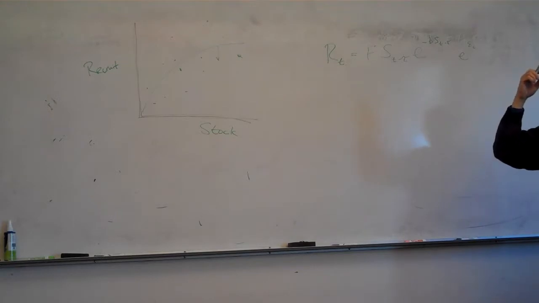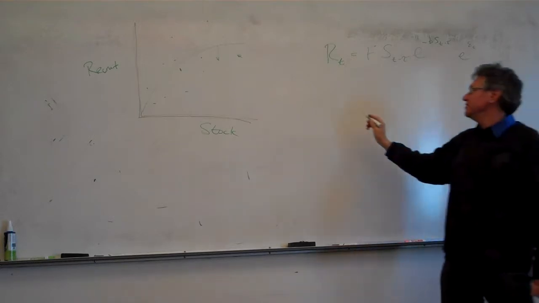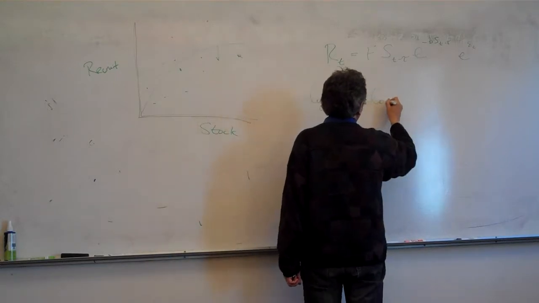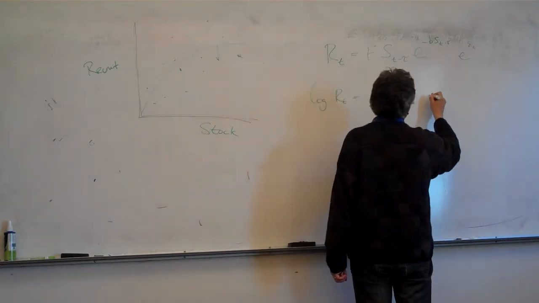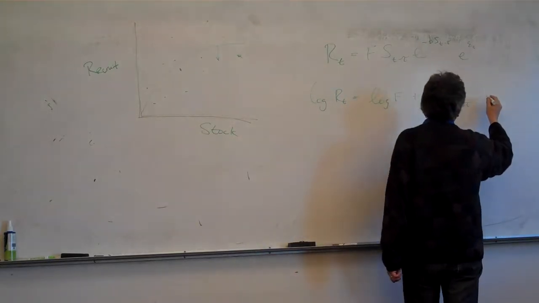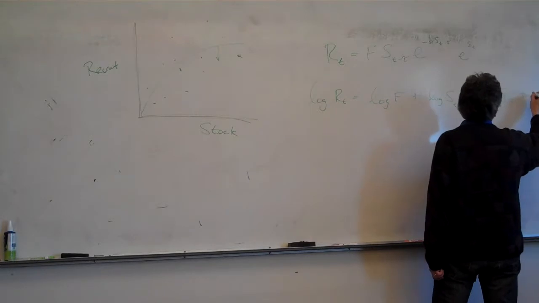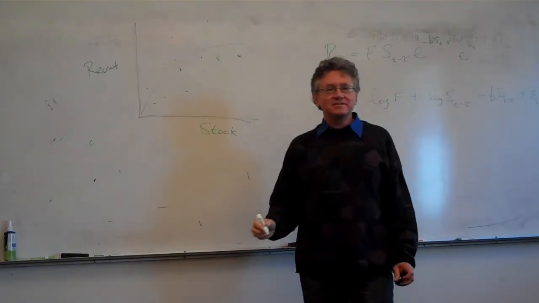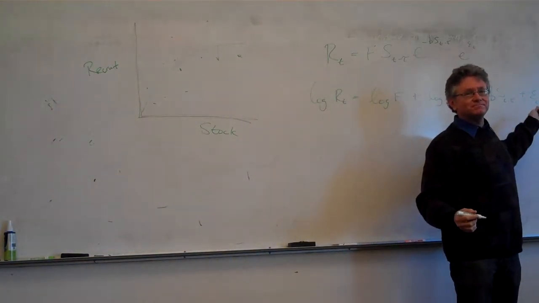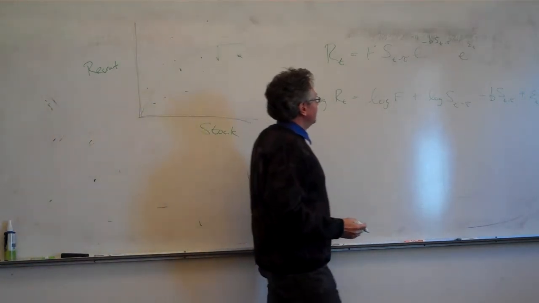And the nice thing about the Ricker model is you can make it into a linear model by taking log of both sides. Right? So you get log of R_t equals log of F plus log of S at t minus tau minus B S at t minus tau plus epsilon. Right, so this is now a model that's linear in parameters with a normally distributed error term. So this is one of the reasons we like the Ricker model in fisheries analysis.